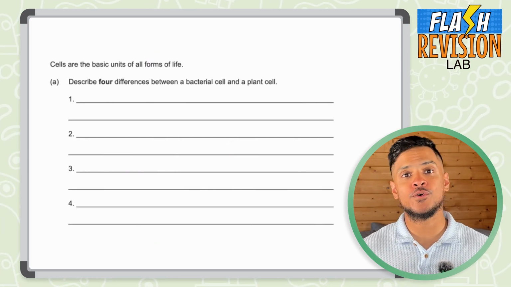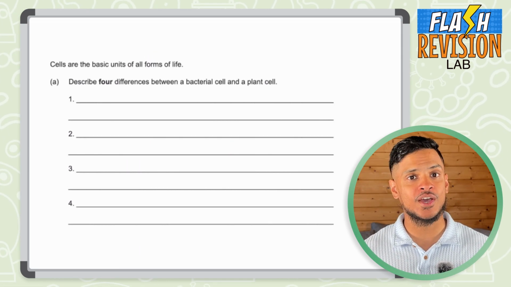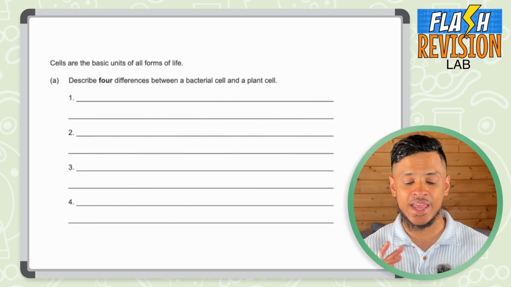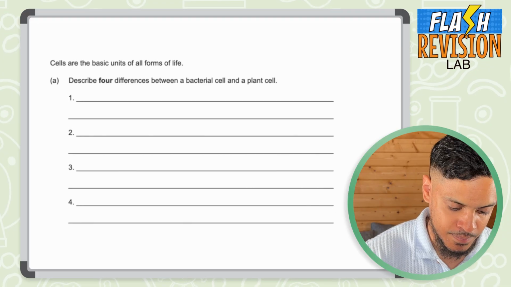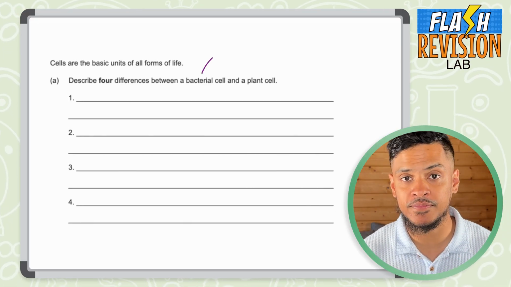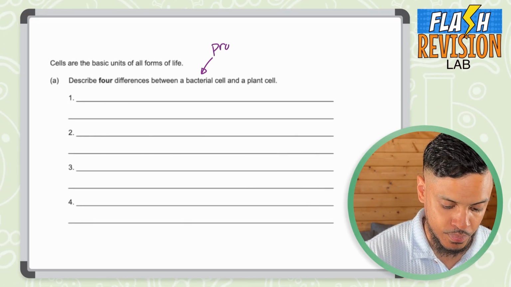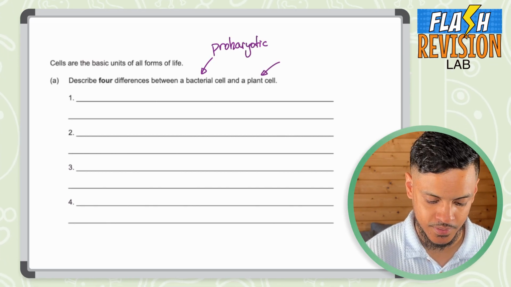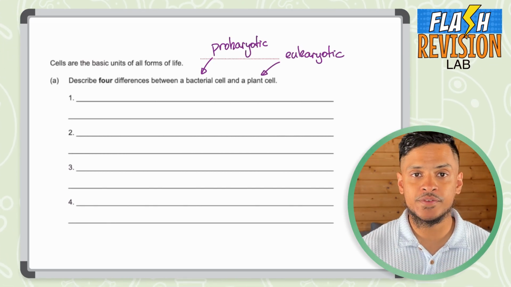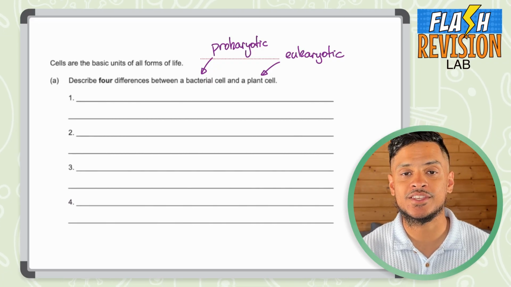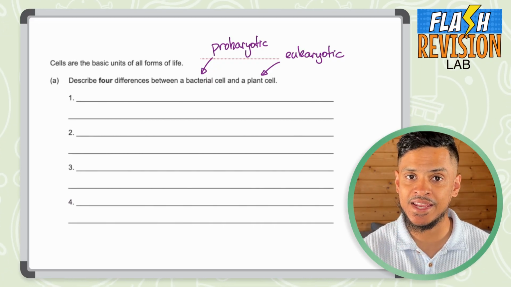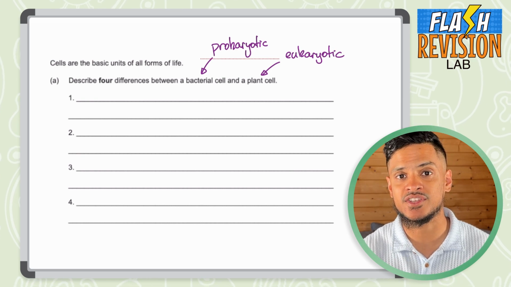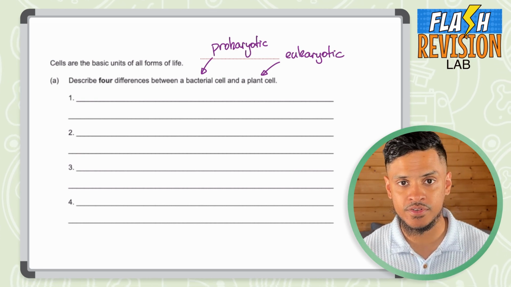So if you got this 4 marker in your exams, would you be able to get all the marks? Here it asks us to describe 4 differences between a bacteria cell and a plant cell. So the main difference between the two is one is prokaryotic and the other is eukaryotic. The main difference is that a eukaryotic cell has all of its genetic material in a nucleus, whereas in a prokaryotic cell, it isn't in the nucleus, it's just in the cytoplasm. So that's one of the differences that we can say.